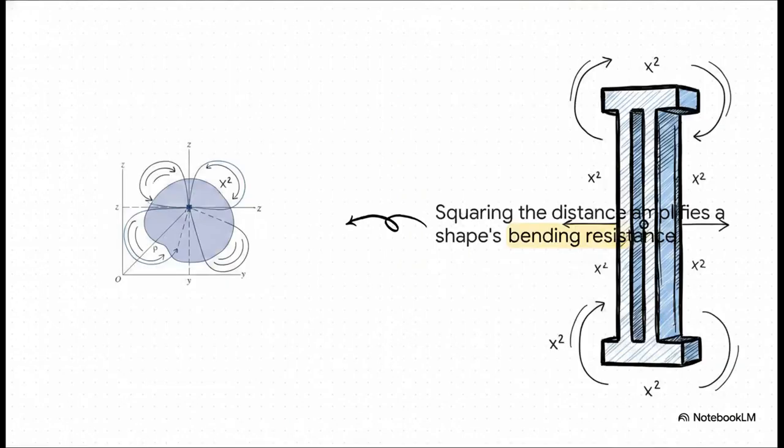Notice how the calculation for our tiny blue element is now entirely concerned with the distance squared. What this tells us in the real physical world is that material placed farther away from the centroid provides exponentially more resistance to bending. This is exactly why an I-beam is shaped like a capital I. It pushes as much steel as physically possible far away from the center balancing point, maximizing that distance squared to create immense stiffness. And it does it all without making the beam completely solid, heavy, and wasteful.